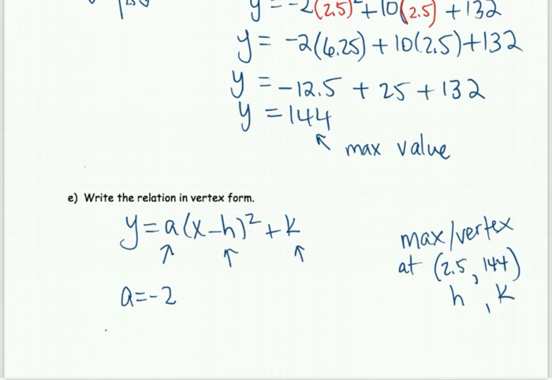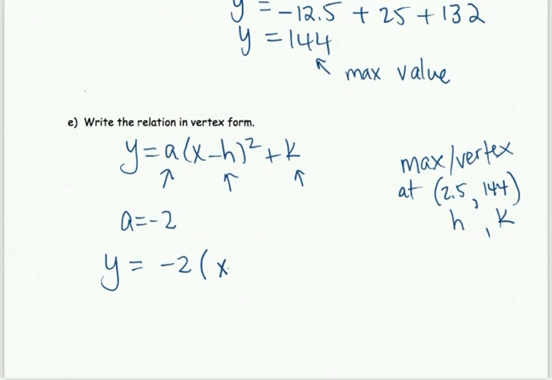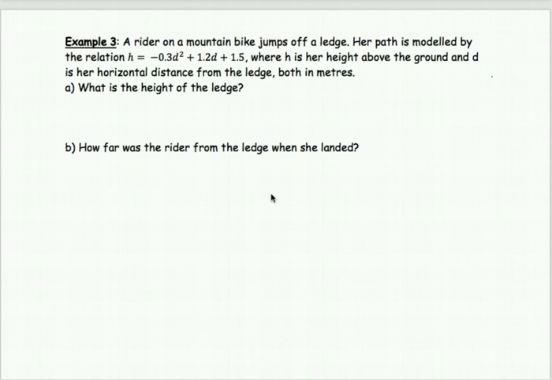Okay, so let me write this over again, sorry. So negative 2 is the A. Okay, x subtract 2.5, which is your H, and then plus your K, which is 144. Okay, and here's the third example.